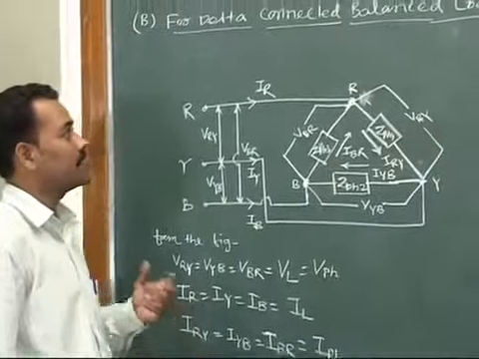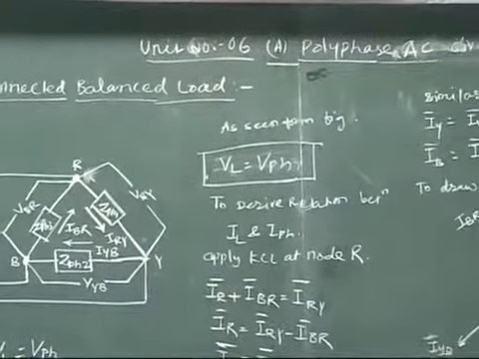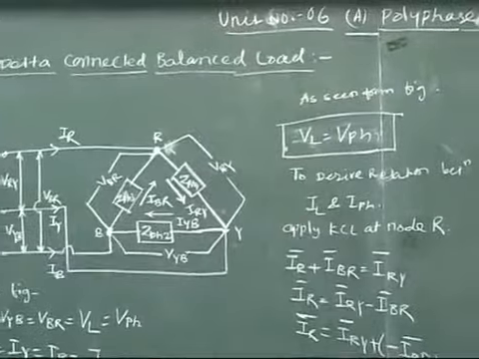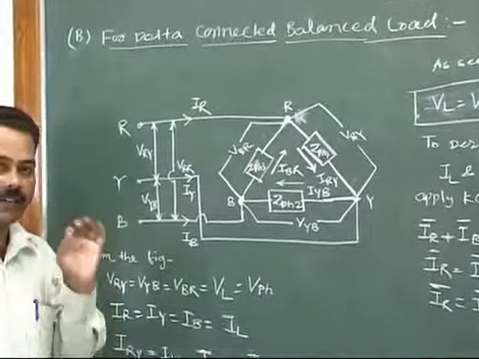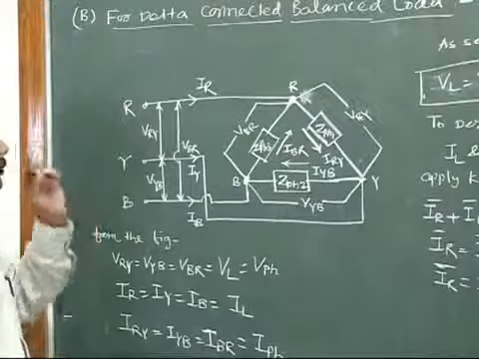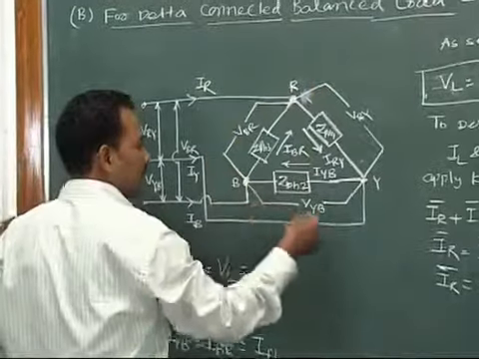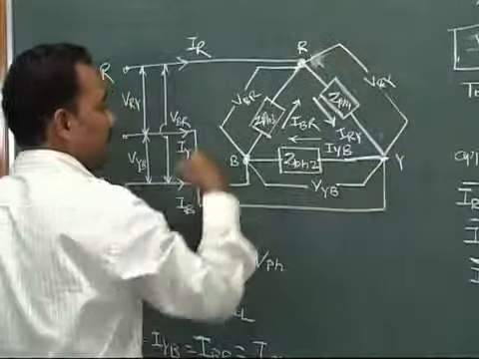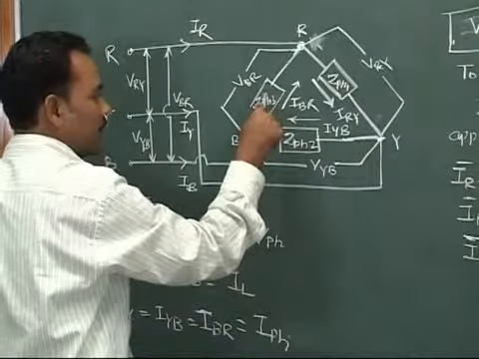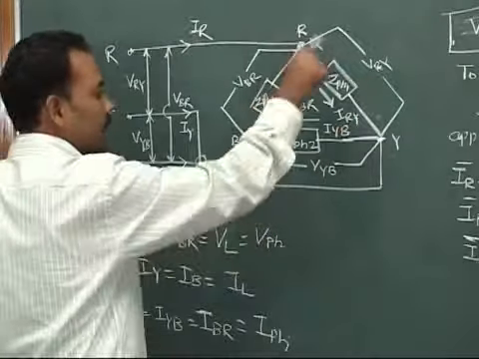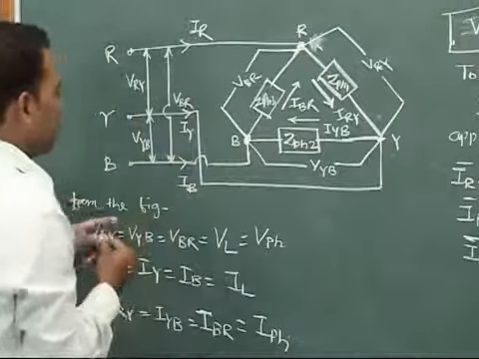Okay, so we have already seen the relation of line voltage and phase voltage, line current and phase current for the star-connected balanced load. Similarly, here we'll derive the relation of the line voltage and phase voltage and line current and phase current for the delta-connected balanced load. So here the load is balanced and connected in the delta configuration. Impedance 1, impedance 2 and impedance 3, that is three phase impedances, are connected in the delta configuration.